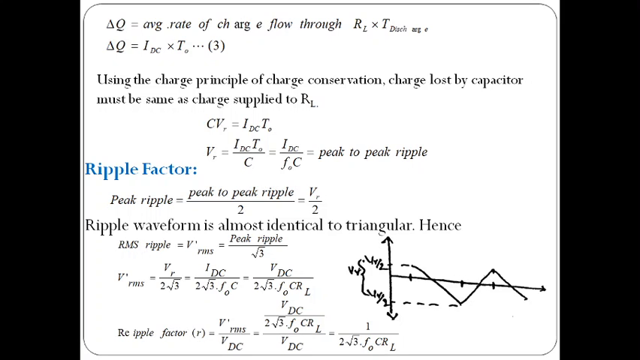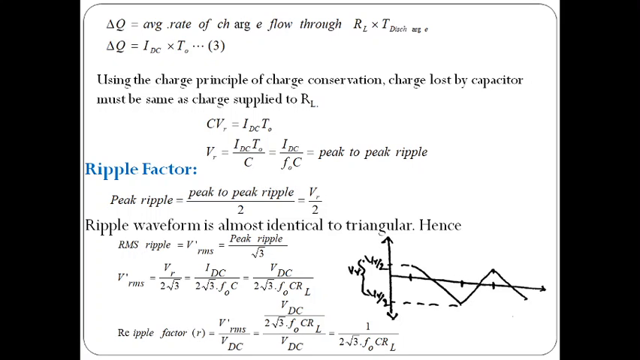We already know the triangular waveform RMS value equals peak ripple voltage by root 3. In the full wave rectifier, bridge rectifier and center tap rectifier, we showed waveforms and wrote the RMS value of each waveform. The RMS value of a triangular wave is peak ripple voltage by root 3. The output of the capacitor filter is almost similar to this triangular waveform, so the RMS value of the ripple voltage is peak ripple by root 3.